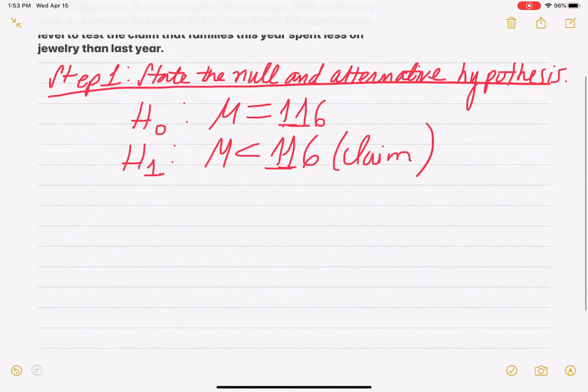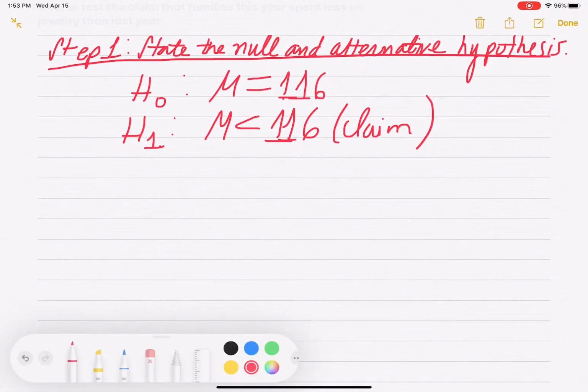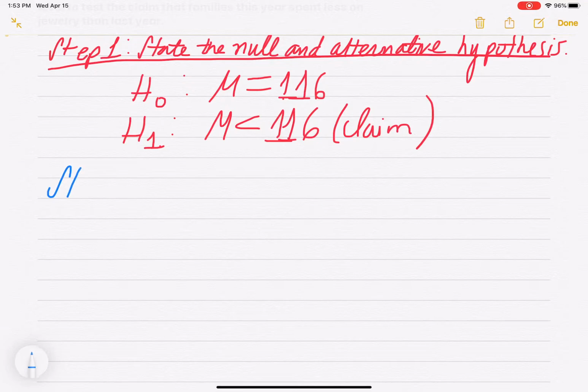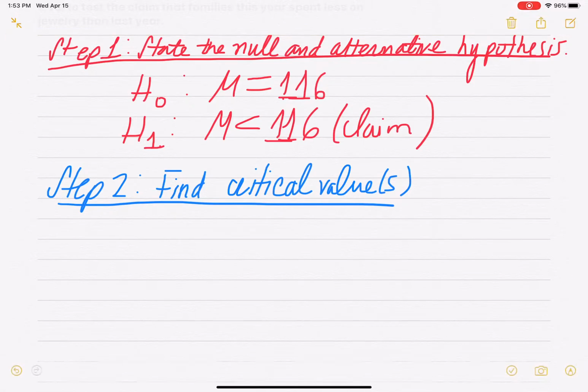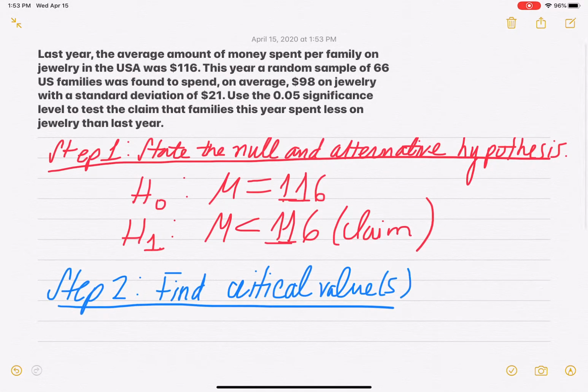Step 2. Find the critical values. So first of all, we have to decide, are we using a T or Z distribution? Second, we have to decide, are we using a left-tail test, right-tail test, or two-tail test?